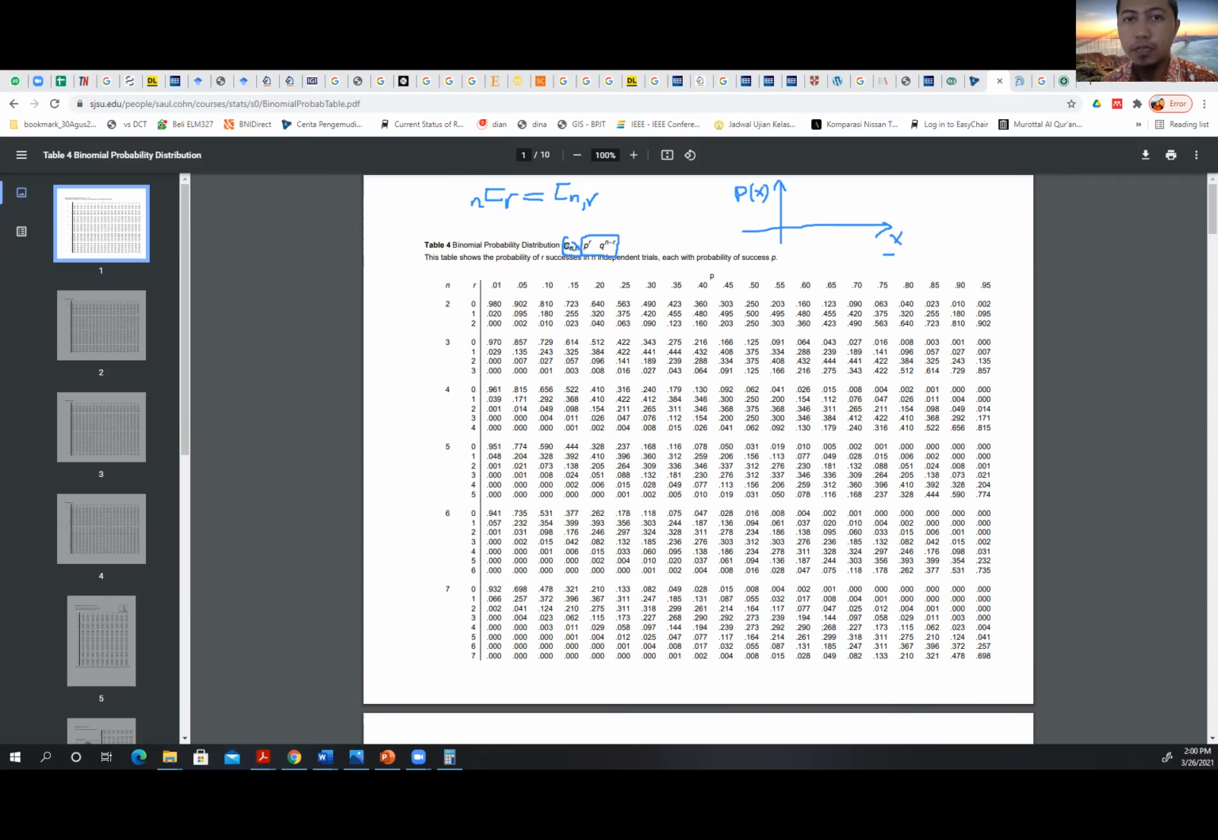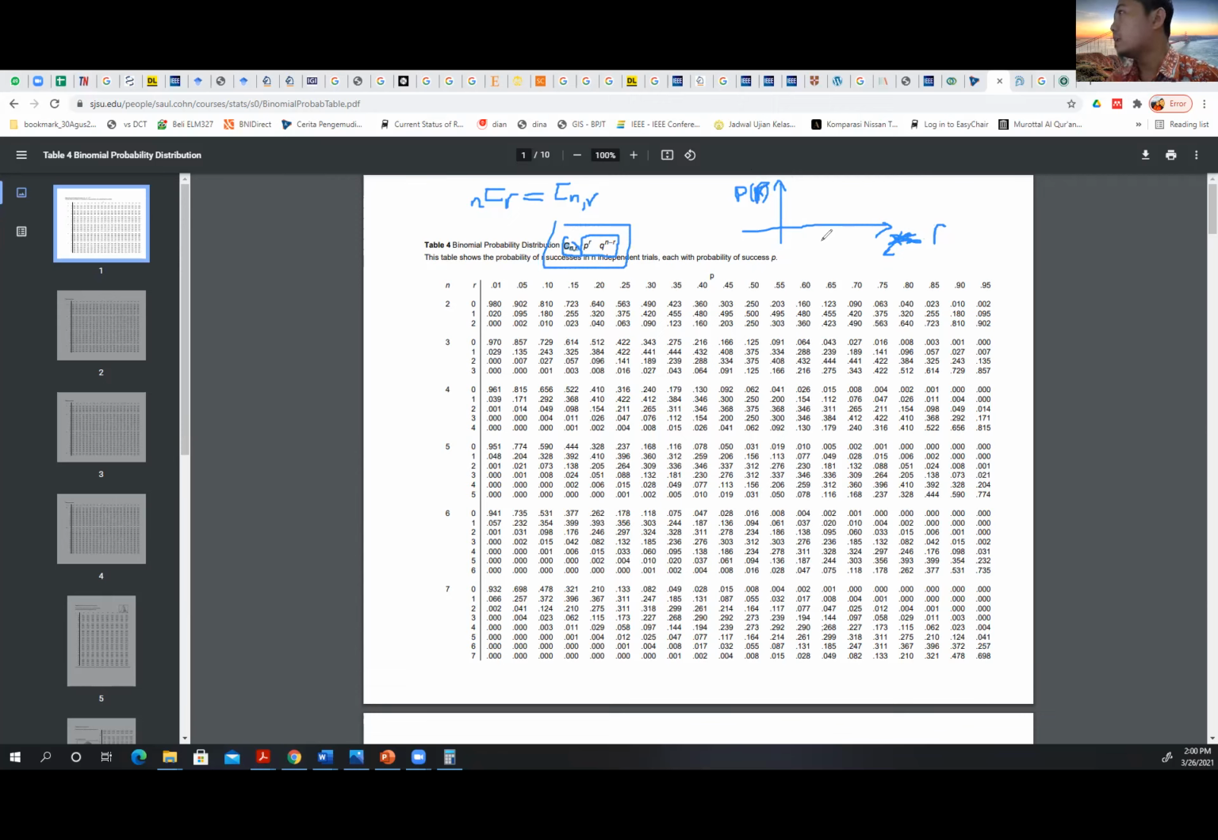No, I changed it a bit. In this case, the X is R. Yes, this is R, but I am following this one. This is the probability of R. I chose this one. The X-axis is R, and the Y-axis is the probability of R.